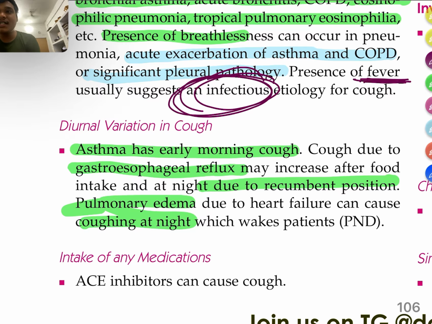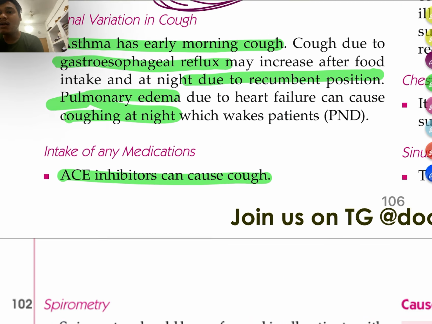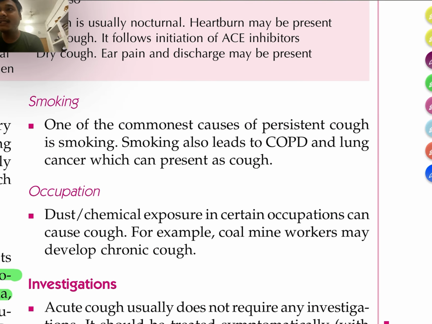Asthma causes cough in the morning, GERD causes cough after taking food, and pulmonary edema causes cough during the night. Intake of a medication like an ACE inhibitor can also cause cough. Next is smoking.